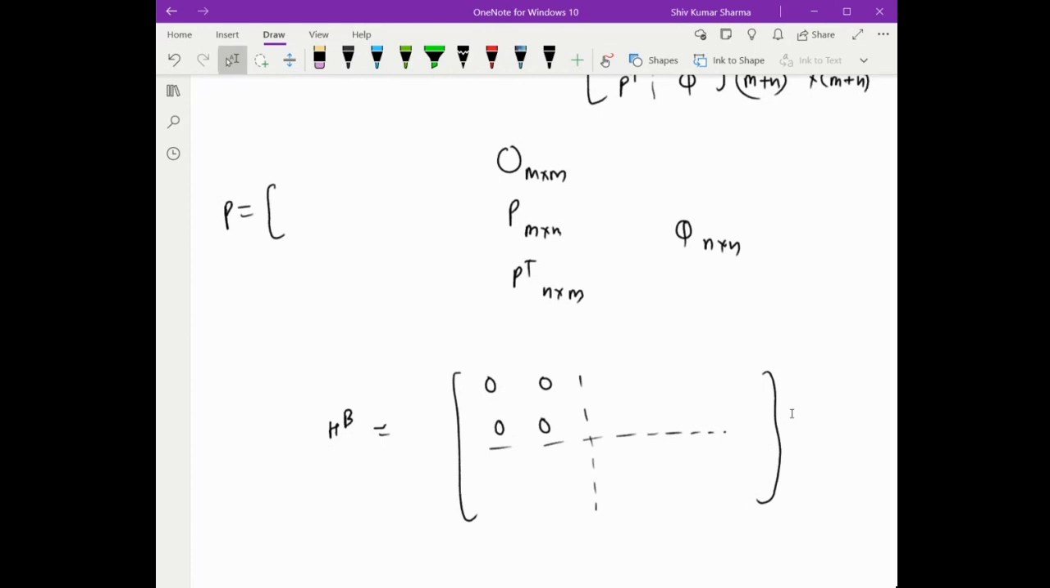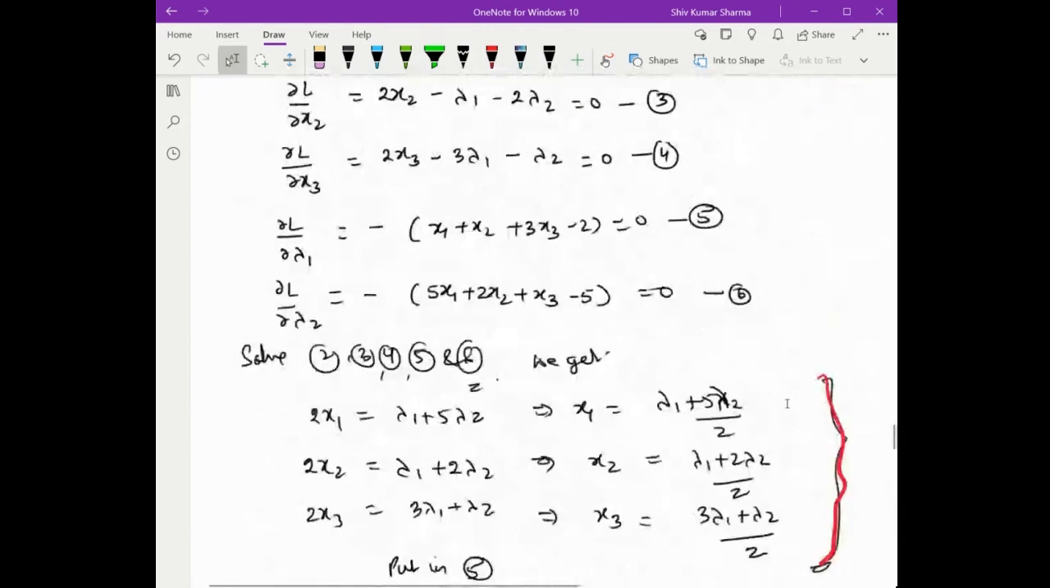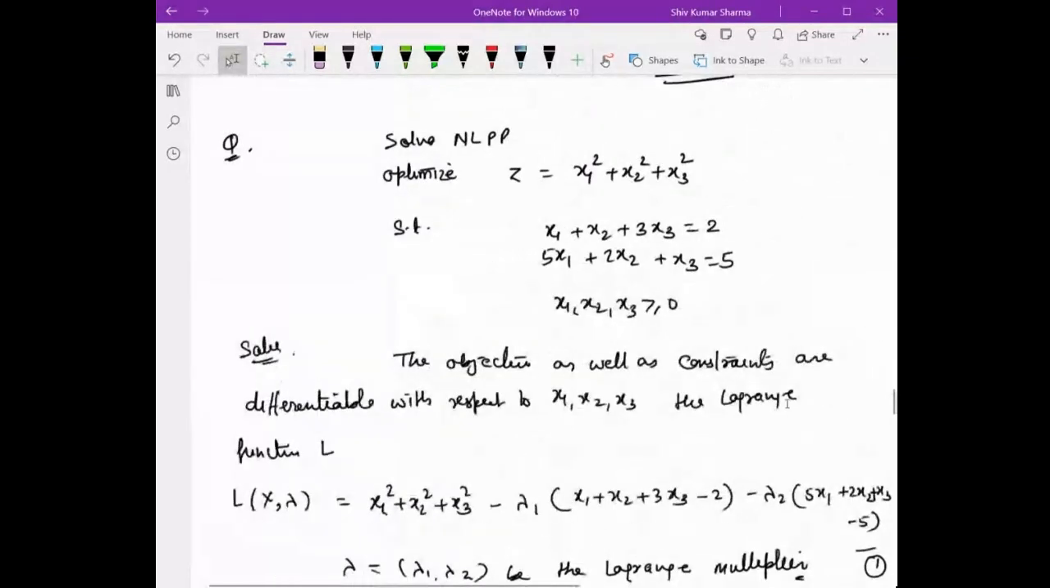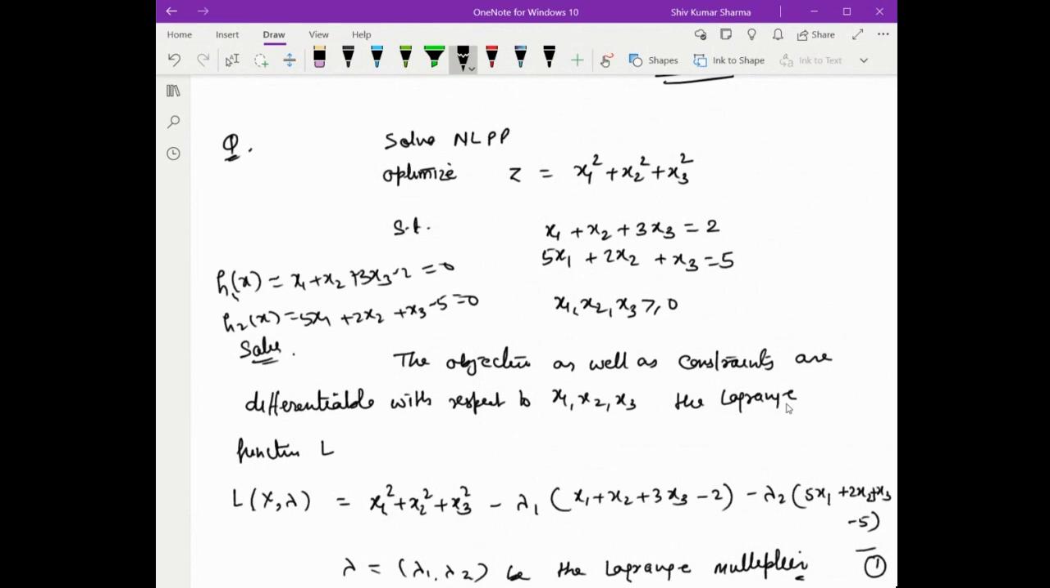So I have already written in previous lectures, so you have to remember these. We differentiate this decision variable, that means we write as Hx, so you remember this. h1x equal to x1 plus x2 plus 3x3 minus 2 equal to 0, and h2x equal to 5x1 plus 2x2 plus x3 minus 5 is equal to 0. So these are h1x and h2x.